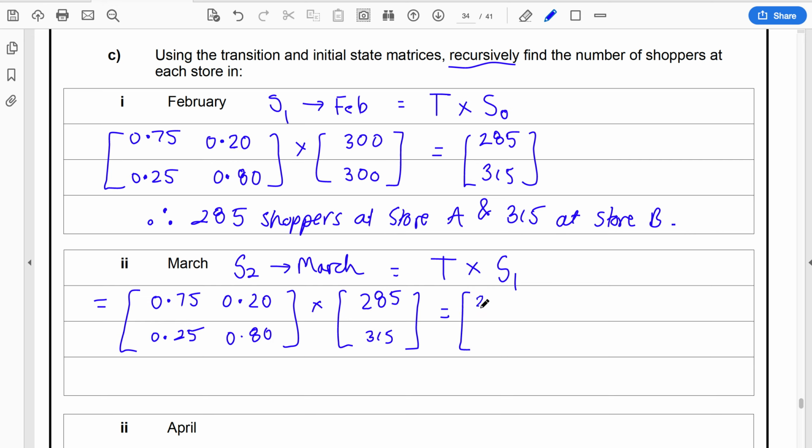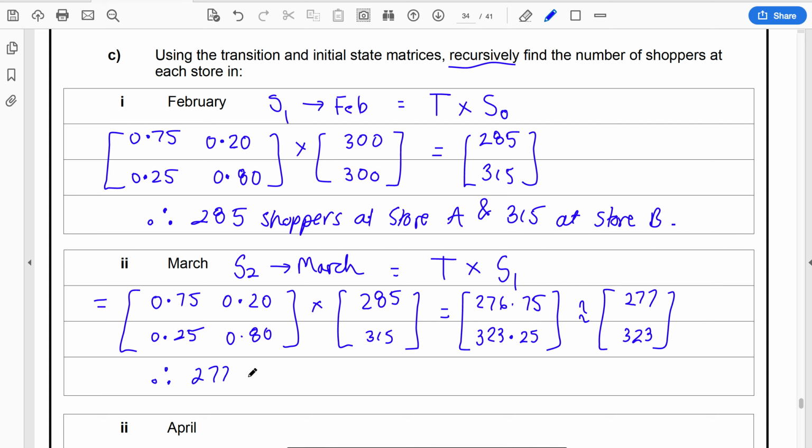So when you do that, you will get a decimal this time, and it happens a lot. Generally, when we're talking about customers, we do a little approximate. So this would round to 277, and this will round to 323. So we can say we've got approximately 277 customers or shoppers at store A, and of course 323 at B. It's pretty normal to round them when you're talking about people, because it doesn't make sense to talk about a portion of a person.